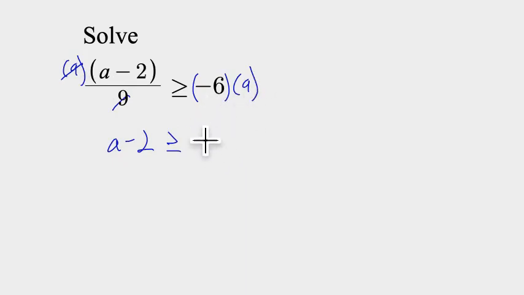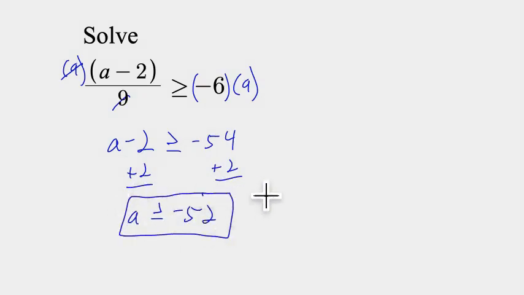And we get negative 6 times 9, negative 54. And we'll just add 2 to both sides. We have a is greater than or equal to negative 52.